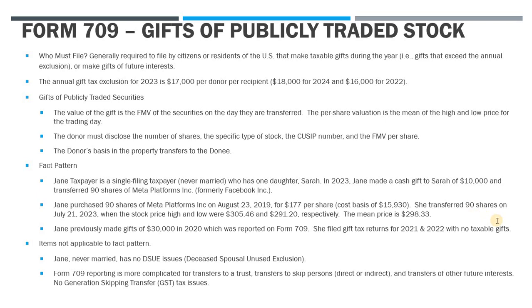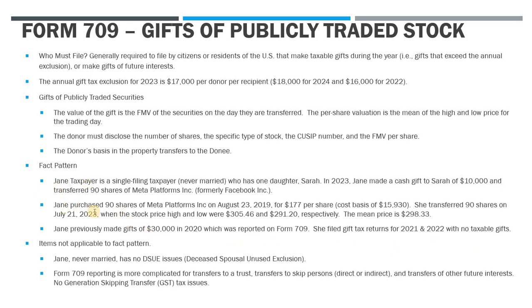She transferred the 90 shares on July 21st, 2023, and the stock price high and low for the day were $305.46 and $291.20. So the mean price, if you add these together and divide by 2, you get $298.33. Now, in 2020, Jane previously made gifts of $30,000, and that was reported on the 709. So she filed gift tax returns for 2020, and she also made gifts in 2021 and 2022 and filed returns, but there was no taxable gift for the year.